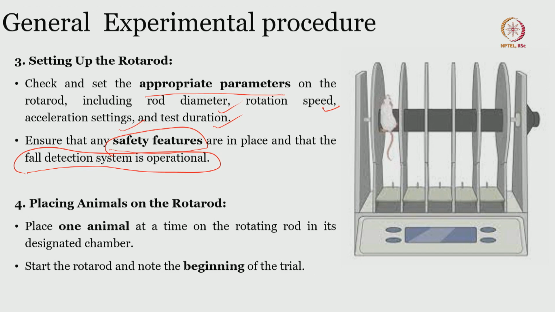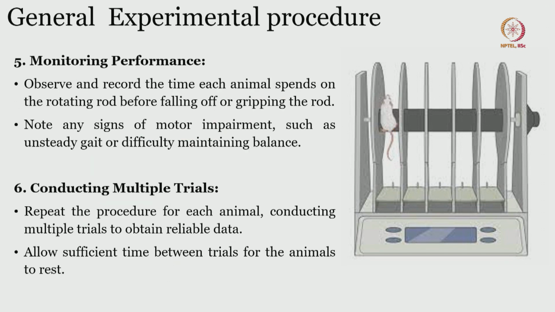So, preferably one animal at a time is placed on the rotating rod in its designated chamber, and then you start the Rotarod and begin the test trial. You need to record the time the animal spends on the rotating rod before falling off or gripping the rod. Normally it keeps walking and tries to balance itself on the rod while it rotates, and ultimately loses balance and falls on the plates, which pick up the fall time.